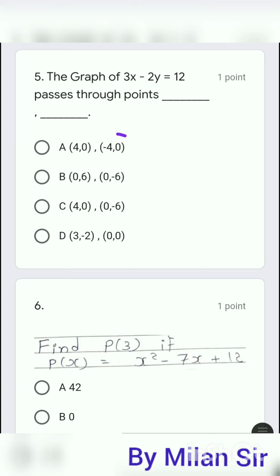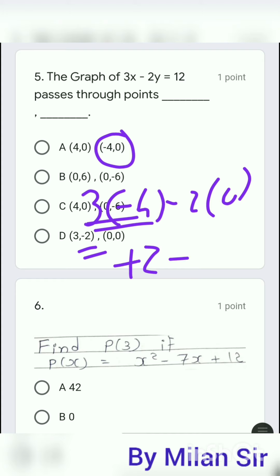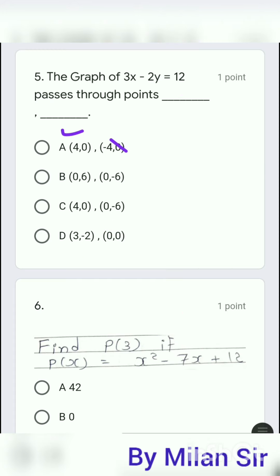Here we need to check for (minus 4, 0). In place of x put minus 4, and in place of y put 0. So 4 3s are 12, with a minus sign, and 2 into 0 is 0. So here we got the answer minus 12, but here we have plus 12. So this is not the correct answer. This coordinate is right, this is wrong. So definitely (4, 0) is in our final answer.